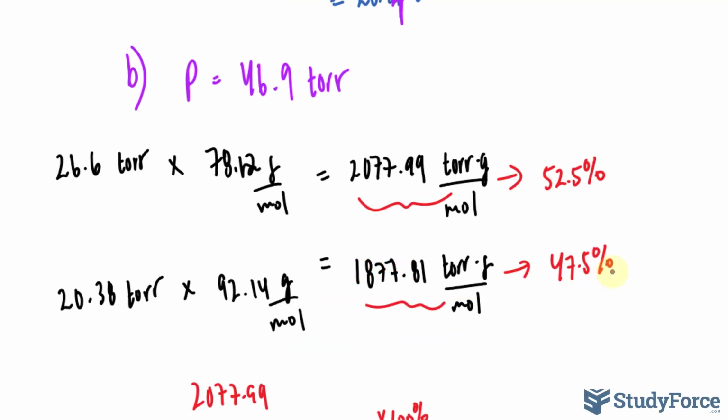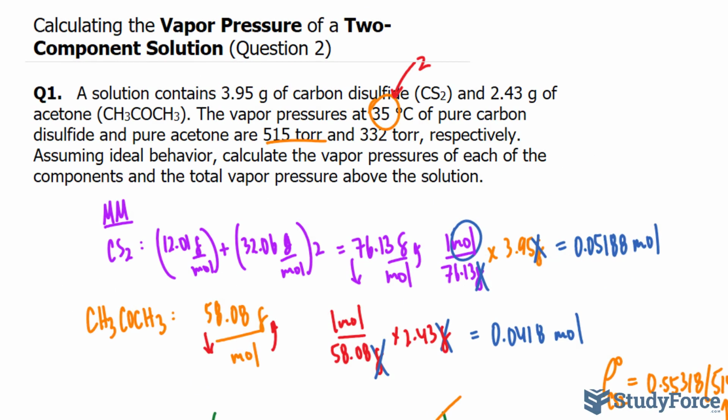Now you're probably wondering, why is the composition of the vapor different from the composition of the solution? 25 grams to 75 grams. The reason for this is because the vapor is richer in the more volatile component, which in our case is toluene. And there you have it. That is how to calculate the vapor pressure of a 2-component solution.